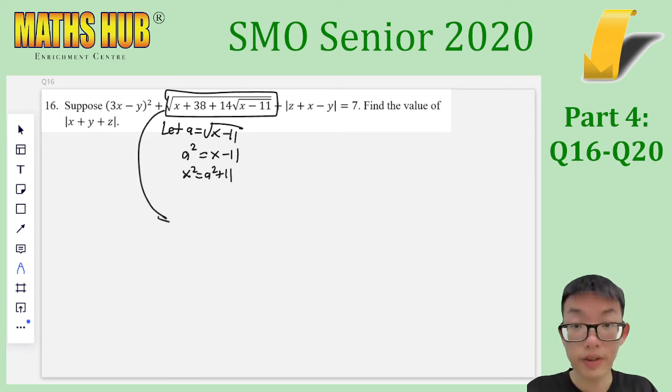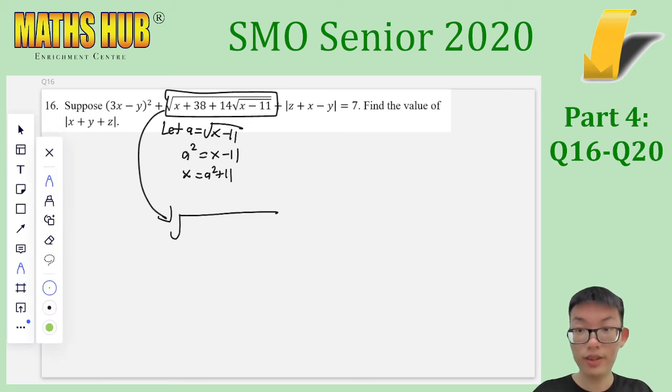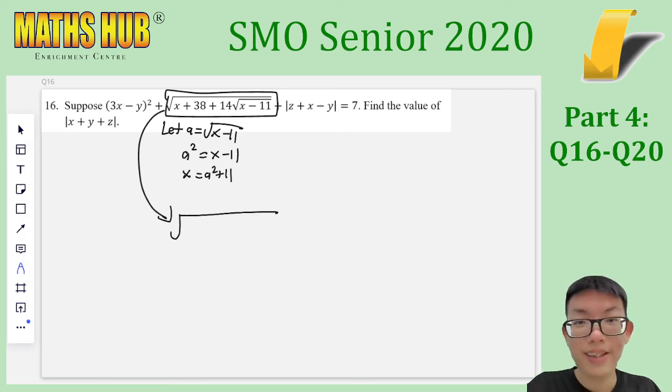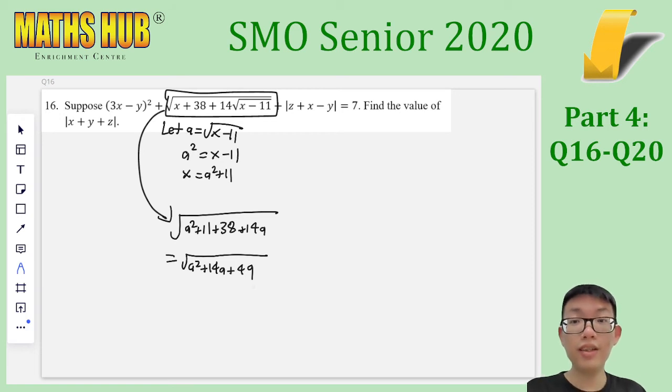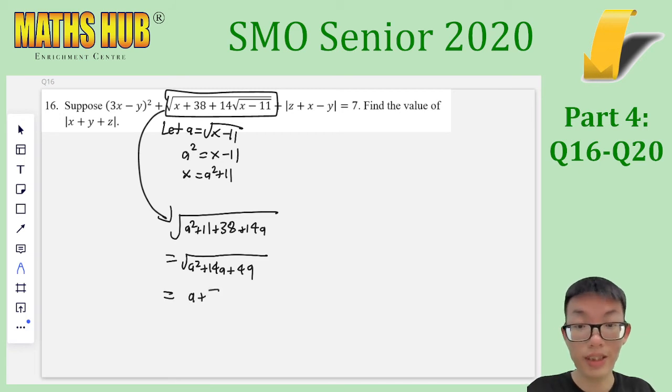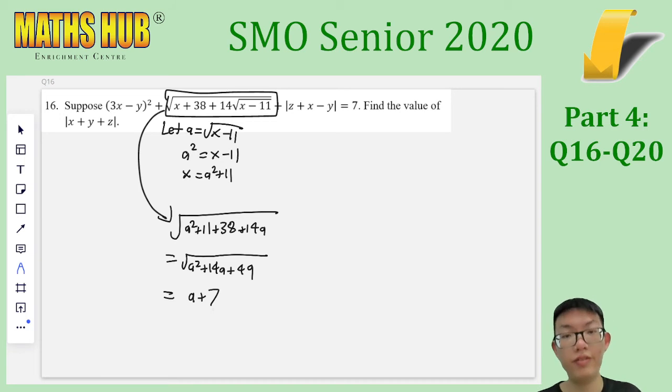Now, based on this substitution, it would give us, sorry, there shouldn't be an x down here. It should just be x, not x squared. Okay, now that should be correct. And x would be a squared plus 11 plus 38 and then 14 times a, which is the square root of a squared plus 14a plus 49. And actually, it's pretty clear that this is a plus 7 squared, so the square root of this is just a plus 7, since a plus 7 is positive.